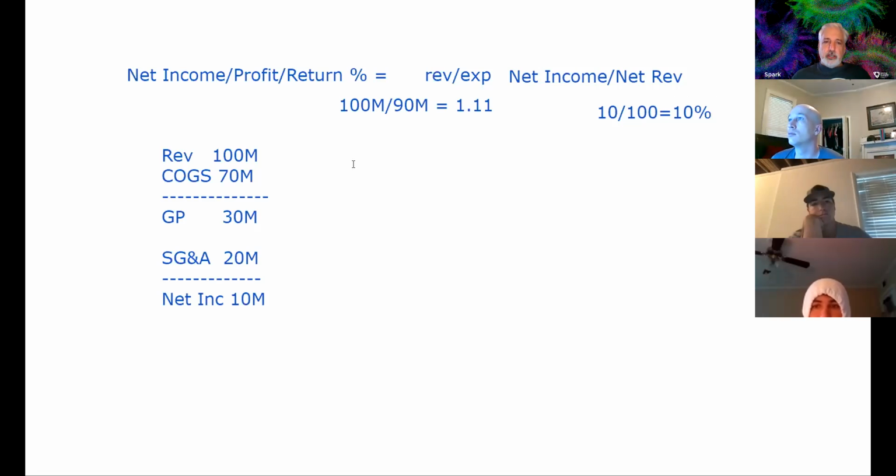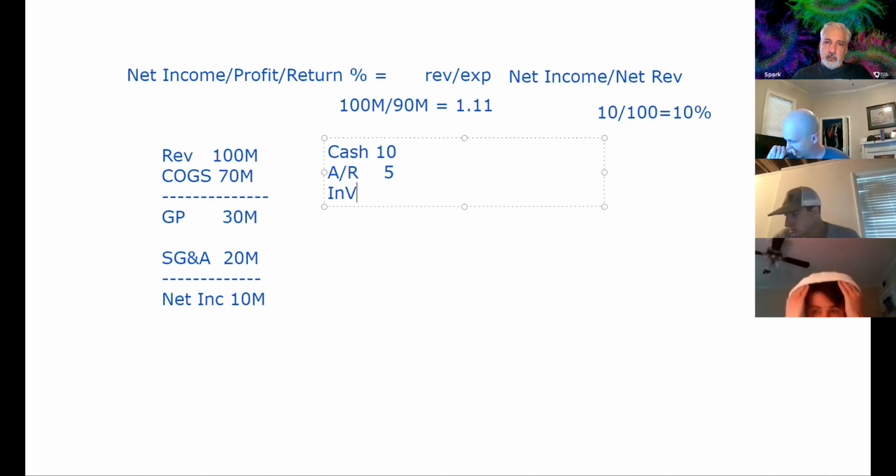Let me go ahead and create a balance sheet here, just to add additional confusion and hopefully eventually eliminate that confusion. So I'm going to have assets. Also have cash of 10 million, accounts receivable of 5 million. I have inventory of, let's go with 10 million also. And let's go with fixed assets of 50 million for kicks.